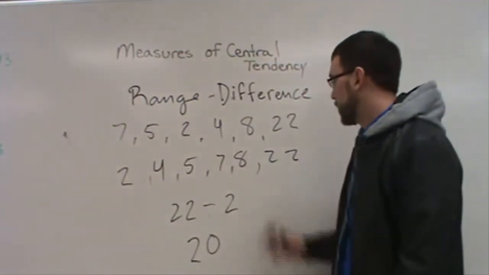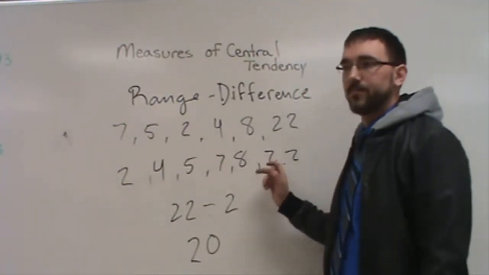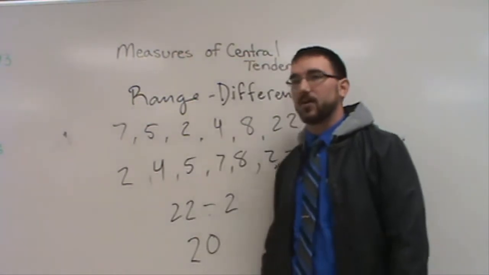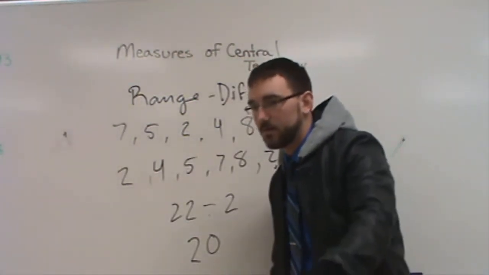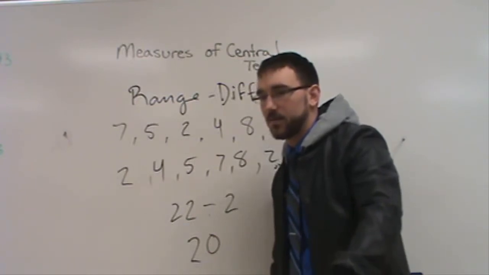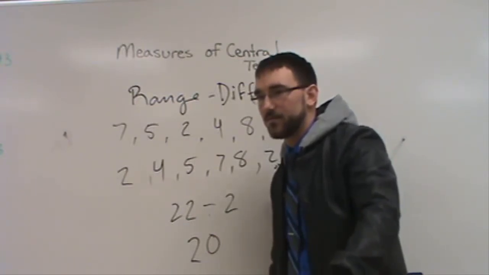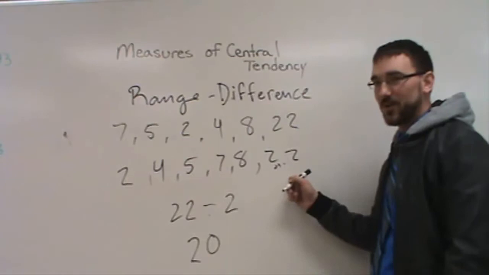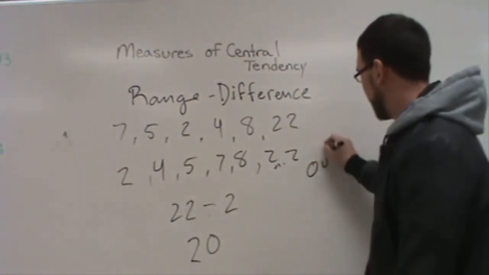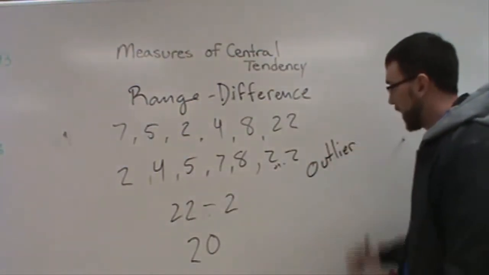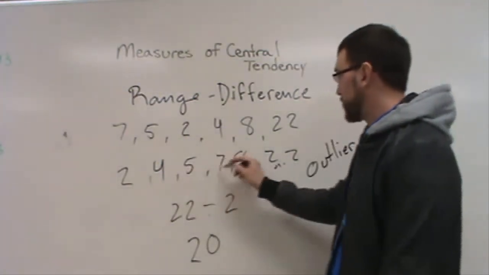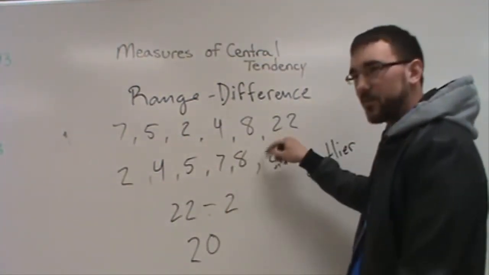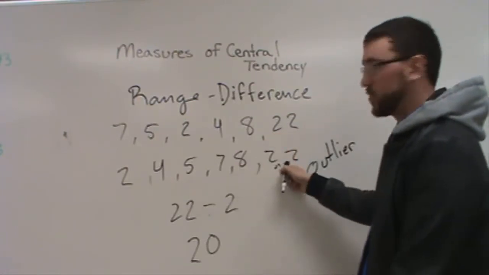Okay, one other thing. What could this 22 be called? An outlier. Special bonus word: outlier. An outlier is just a number that doesn't fit the data. So if I have 2, 4, 5, 7, 8, if I had like a 10 or an 11, that would fit. But this 22 is way out there.